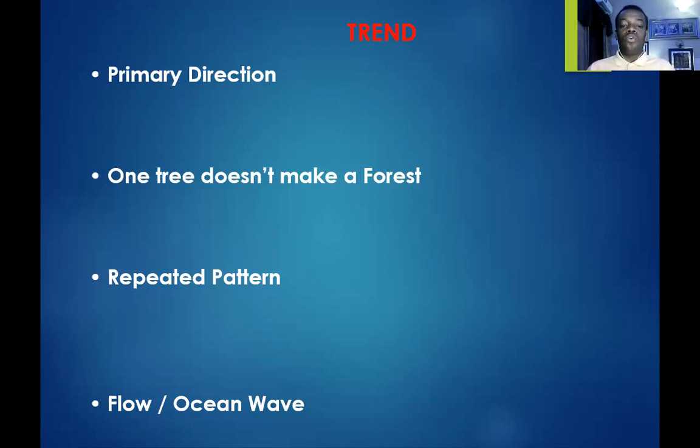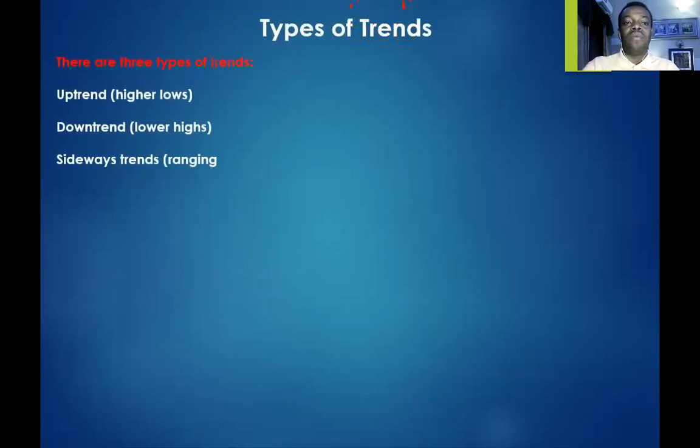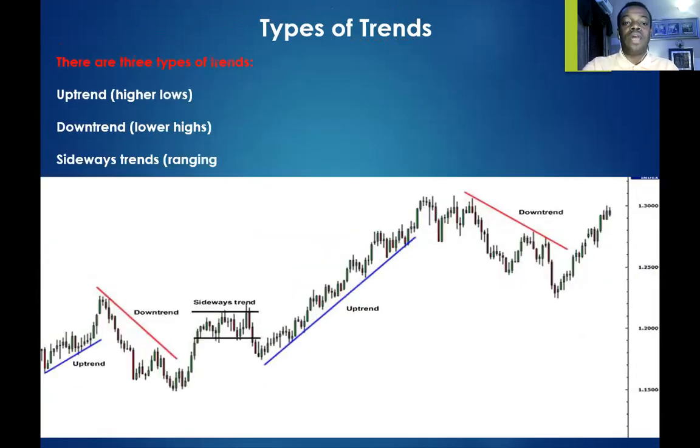Then flow, like an ocean wave. You saw the market, it moves in a wave, it zigzags. That is in a wave. So these are things you look at as a Forex trader before you consider going into the market. Then you need to know how many types of Forex direction we have. We have the uptrend, we have the downtrend, we have the range. These are a few pictures you are going to be looking at.